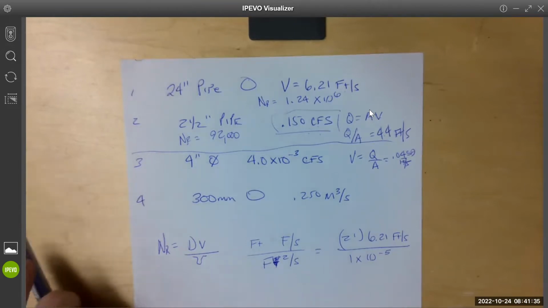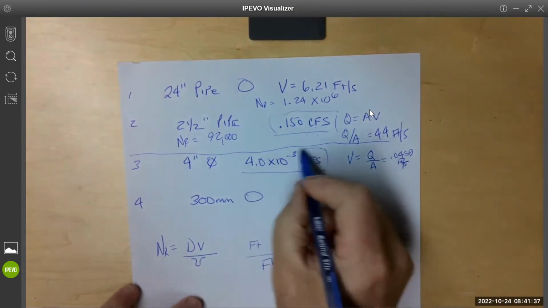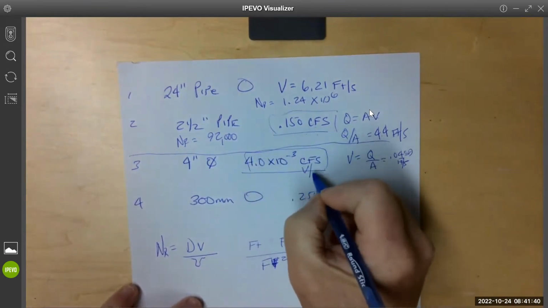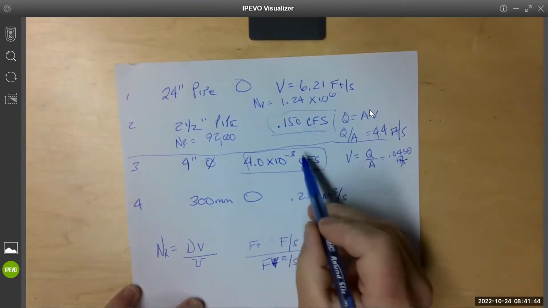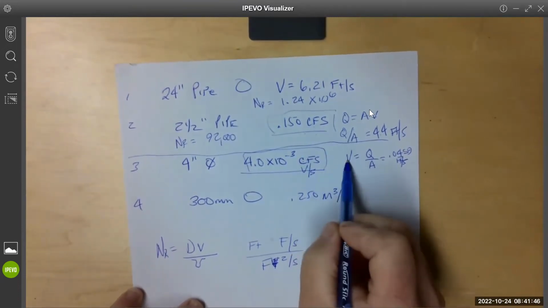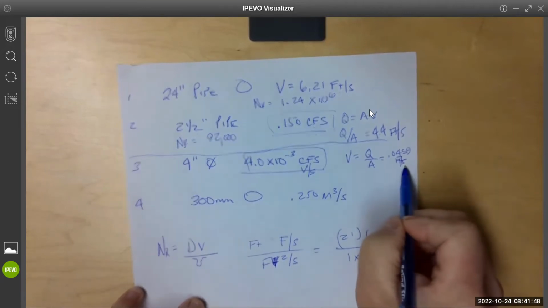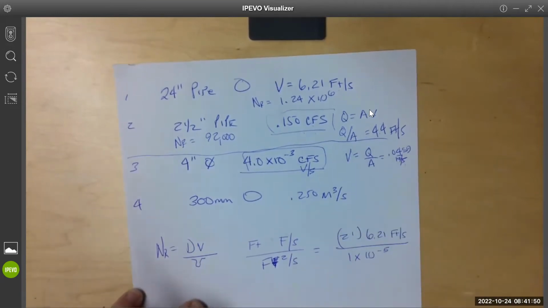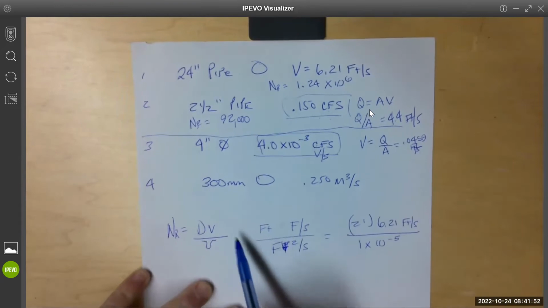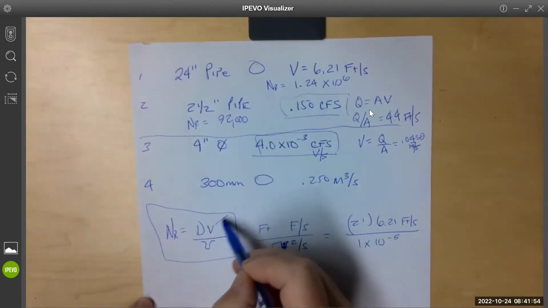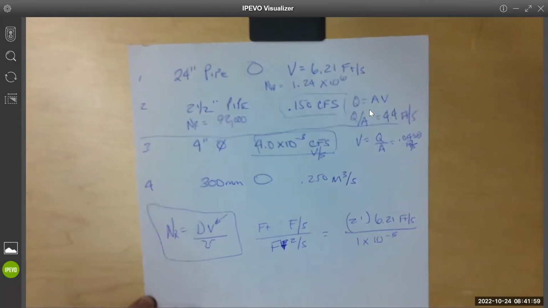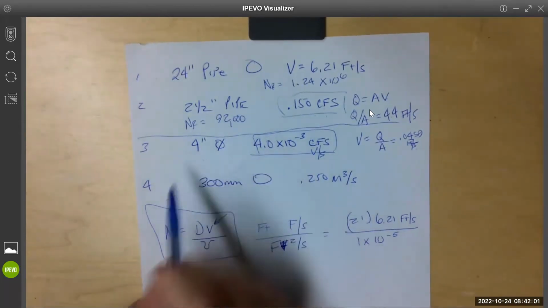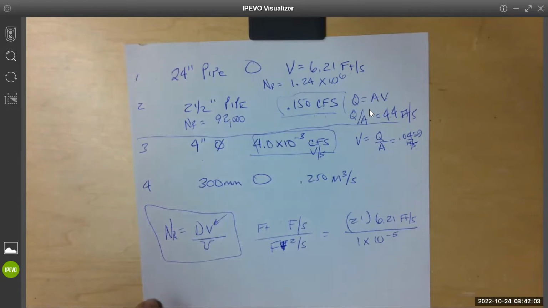Q is your flow rate. So flow rate, remember, is volume per second. So flow, volume per second, cubic feet per second, velocity, feet per second. So we need velocity to plug into this because that's velocity. So once you get that and you have your area in feet, you can put it into this.